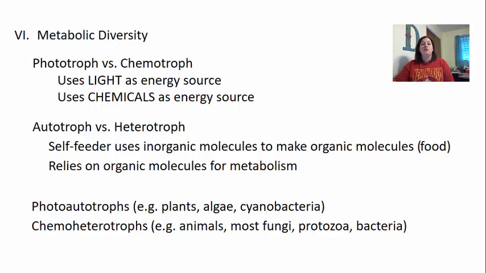On the other hand, heterotrophs are going to rely on organic molecules for metabolism, so they have to actually consume their food. Photoautotrophs are examples like plants, algae, or cyanobacteria, and chemoheterotrophs, meaning that we take chemicals to eat in there. These are going to be animals, most fungi, protozoa, and bacteria.